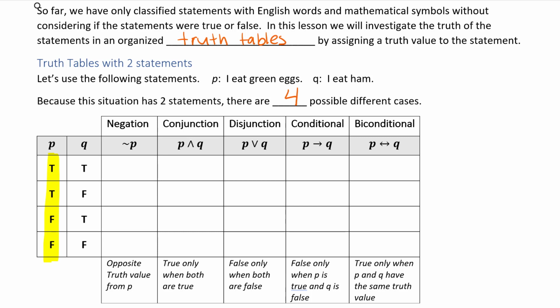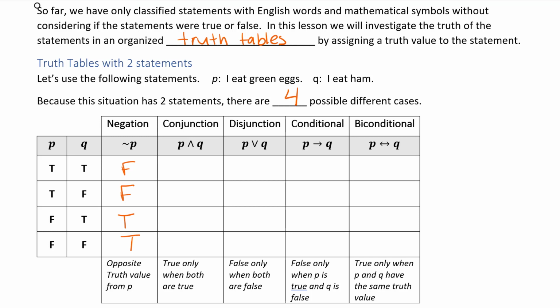So what is the negation of P? Well, if P is true, so "I eat green eggs" is true, not P would mean false. So if P is true, then not P is false. What if P is false? Then the negation would be the opposite, which is true. So the way we find the negation truth values is just the opposite of whatever the column you're working on is. That's probably the easiest one of them all.